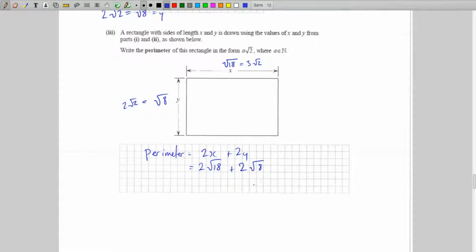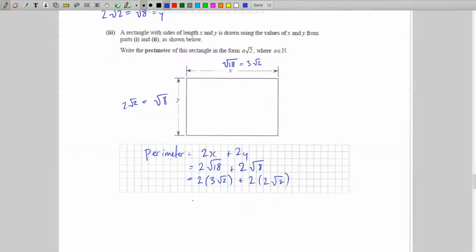And at the moment, it's not really in the right form. It's the correct answer. It's just not simplified in the form that the question is asking for. So, I mean, your calculator can do this for you. You just kind of have to do that first bit. But you can do it manually, where you say that this is 2 times 3 root 2. And the 2 root 8 is the same as 2 times 2 root 2.